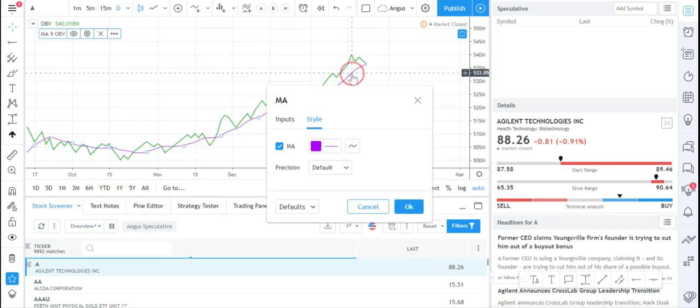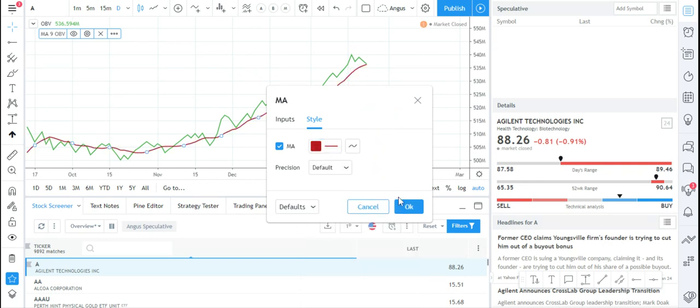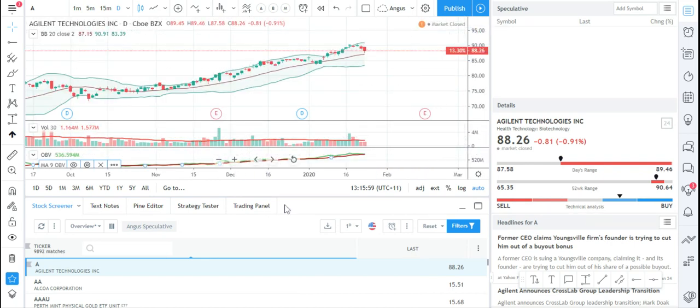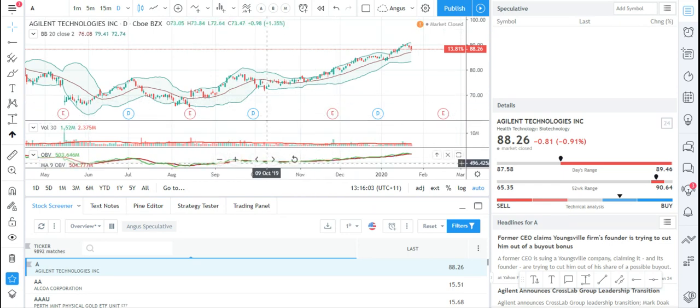Double click on that. I'm going to make that red. Red, green's good, red's bad. I'll make that thick. I'll click OK. I'll shrink it back down. And so what I'm really looking for is I only want to buy these stocks where they're breaking above the upper Bollinger Band, and where the current OBV is above the moving average.